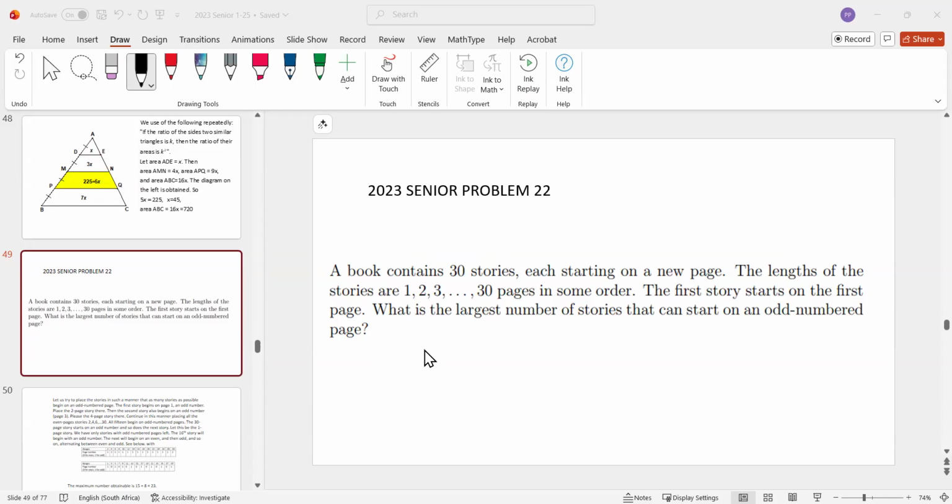So it says here that a book contains 30 stories, each starting on a new page. Now, the first page will be 1 in a book. Then you turn it around, and then you get the 2 on the other side, and 3 opposite it, and so on. So if you open up a book, if this is page n, this is page n plus 1. So you must just remember that. I think you might have to use that. I'm not sure.